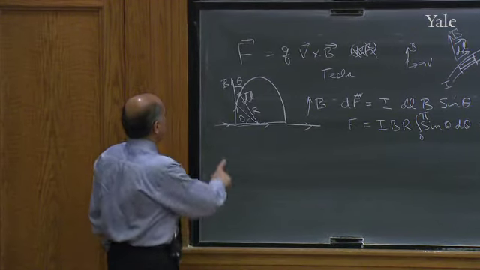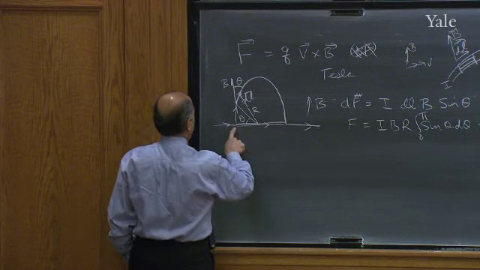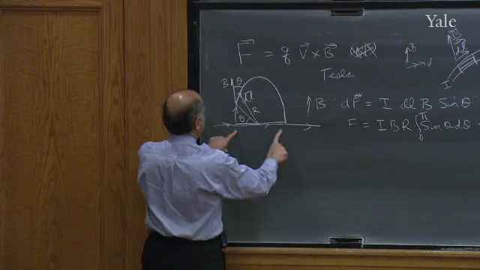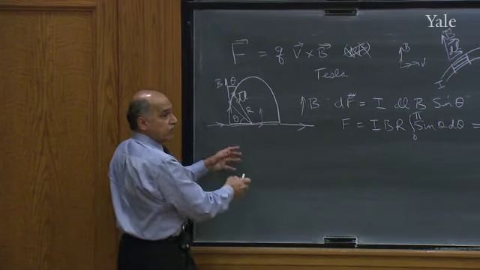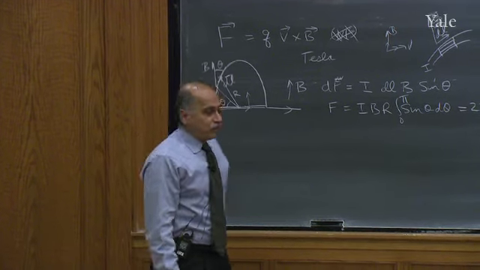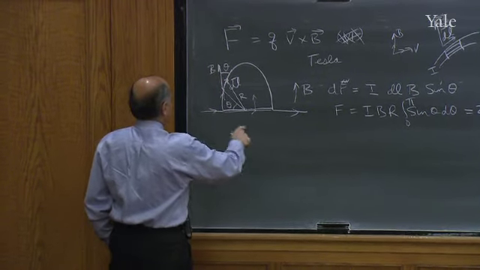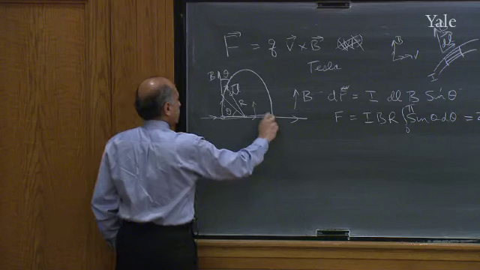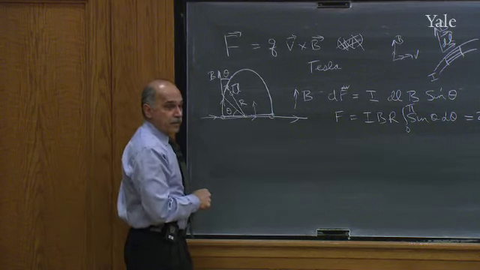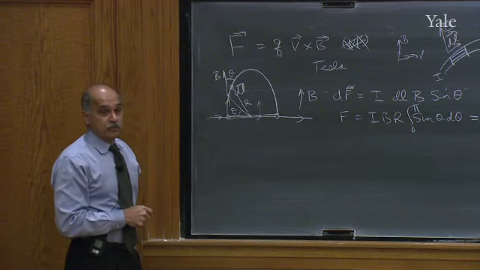In other words, if the current, instead of going around like this, had gone straight from here to here, it would have a length 2R. B is this way, perpendicular. Take the cross product, and you will get the same force. In other words, the force on the curved segment between two points is the same as the force on the straight segment joining the two points.